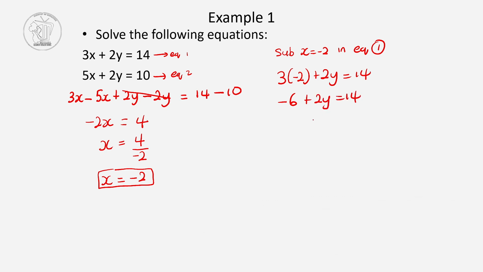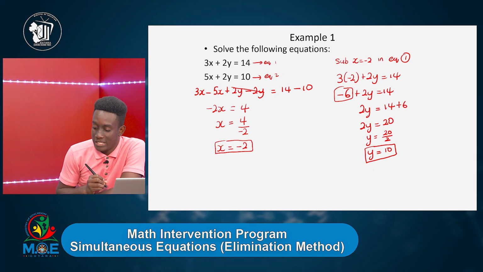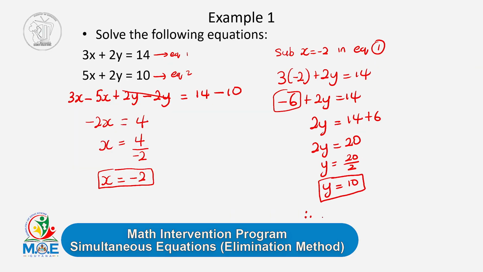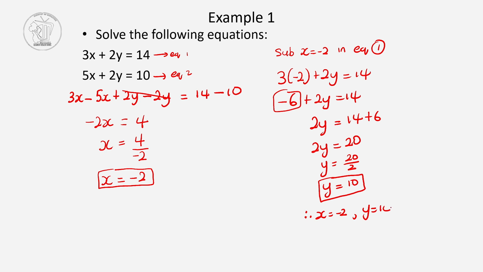And we solve here. We'll have 2y is equal to 14, and we take over this minus 6, it becomes plus 6. So 2y is now equal to 14 plus 6, which gives us 20. And y would be equal to 20 divided by 2, because the 2 is multiplying, we take it over to divide. So y is equal to 10. Therefore, x is equal to negative 2 and y is equal to 10.